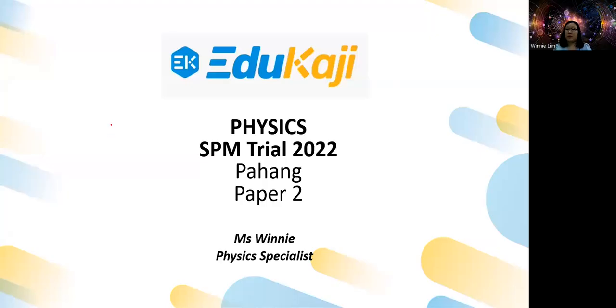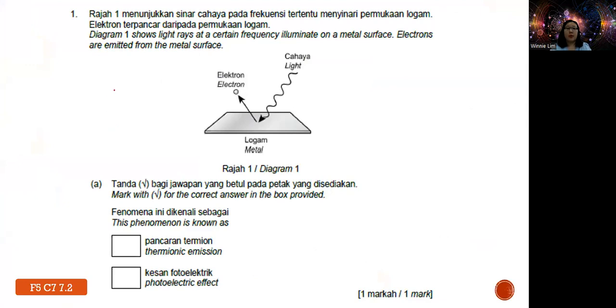Today we'll discuss Physics SPM Trial 2022 for Pahang, paper 2. The first question is regarding the photoelectric effect, combined from the last chapter on quantum physics. Diagram 1 shows light rays at a certain frequency illuminated on a metal surface. Electrons are emitted from the metal surface. Mark with a tick for the correct answer in the box provided.